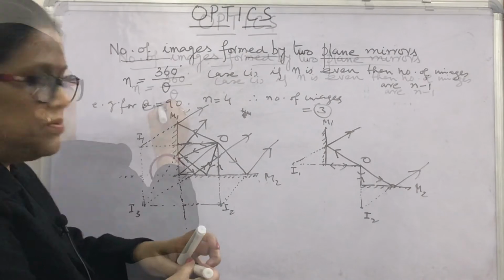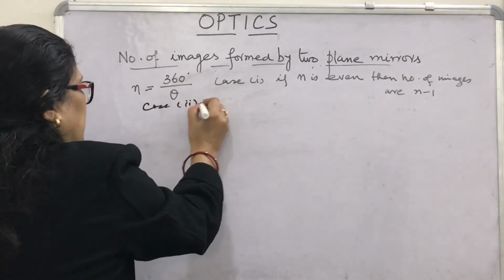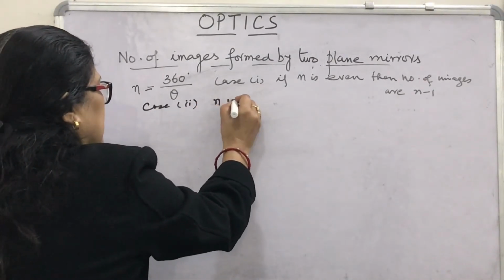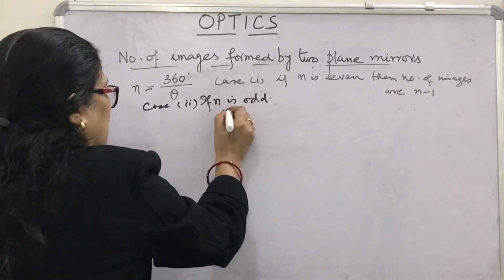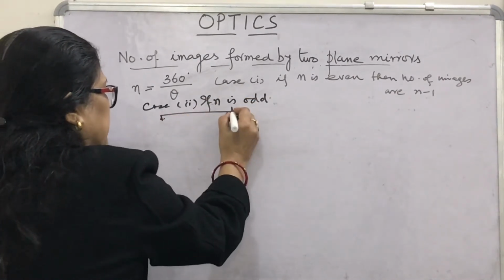Now case 2. In case 2, if n is odd, then again there are two sub cases.